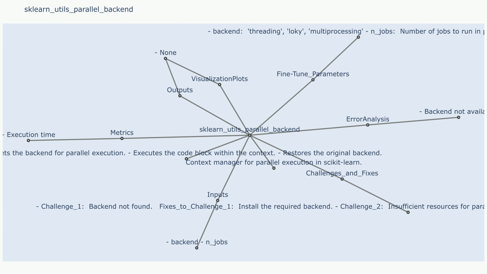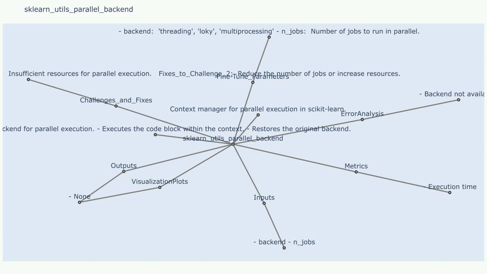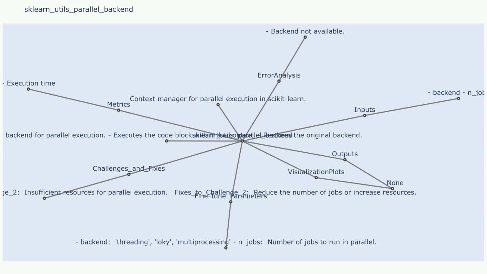Fine-tune parameters: n_jobs. Adjust the number of jobs to optimize performance based on the available cores and the nature of the task. Prefer: experiment with different preferred backends to find the most suitable option for your system and task. Uncertainty methods: not applicable. This function doesn't involve uncertainty quantification.